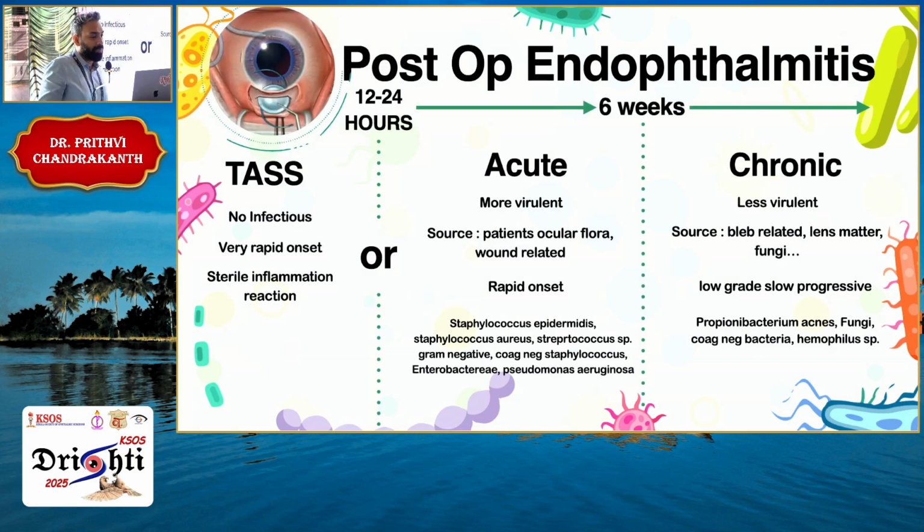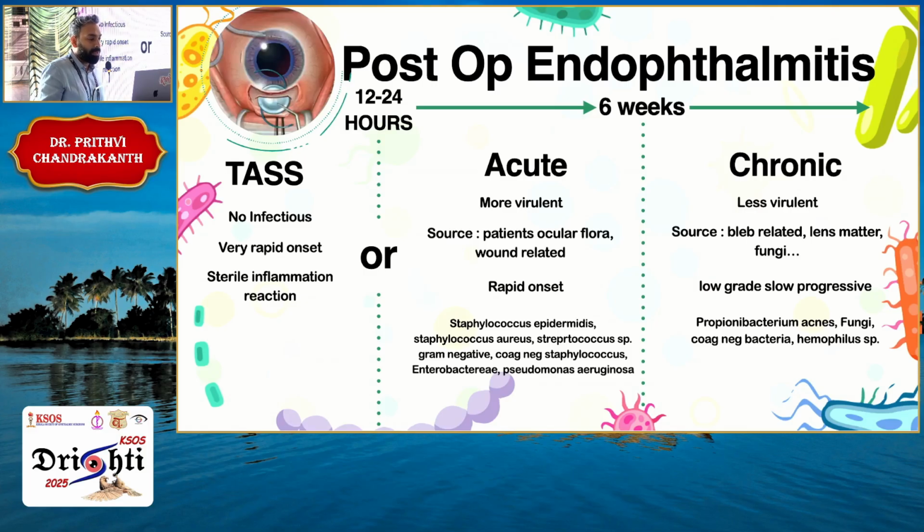That is post-op endophthalmitis, 12 to 24 hours. It could be TASS also, so we need to differentiate between TASS and endophthalmitis. Then acute endophthalmitis comes until 6 weeks, and more than 6 weeks it is chronic. Differentiating TASS: there is no infection, it is very rapid in onset, and it is a sterile inflammatory reaction, and the vitreous will not be involved as much as in endophthalmitis cases.